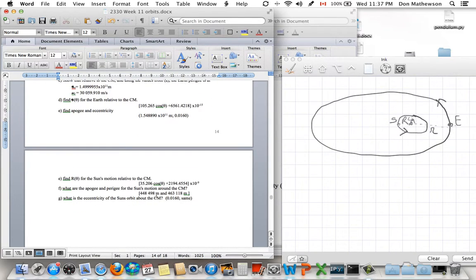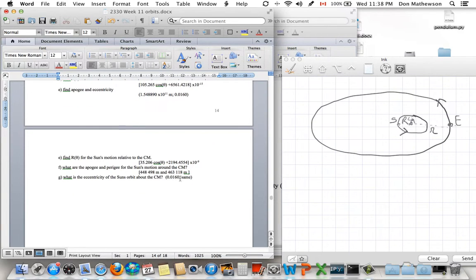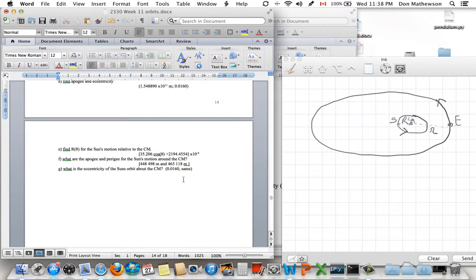And then you could put in theta is 0 and pi and find out how far the sun is from the center of mass at those 2 points. Take the ratio and get the eccentricity. Not surprising, because big R and little r are in direct proportion, you will find the same eccentricity for the sun's ellipse as for the Earth's ellipse. And you have completely solved then the two-body problem.